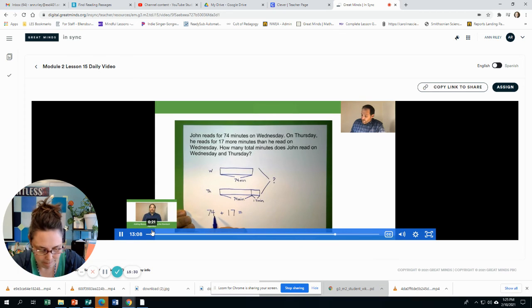I know that I need 6 more ones to make a 10 here. Well, where can I get those 6? I can take that from the 17. So if I decompose 17 into 6 and 11, I can use that 6 to combine with that 74 to get 80. And I know I'm only adding 11 more to get 91 minutes.